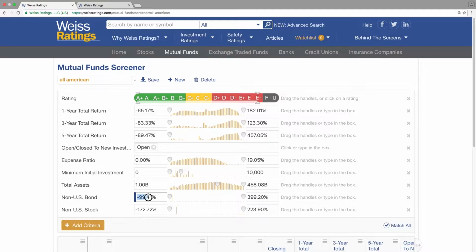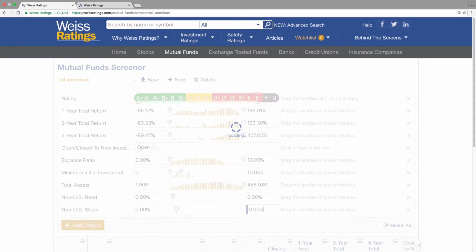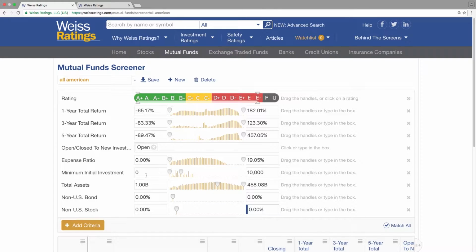So we're going to put in here 0, okay? So when we put in the 0 here, we're also going to put in a 0 at the other end so that we can guarantee that there are going to be no non-US bonds. And we do the same for the non-US stocks, okay? We're going to put a 0 in there and a 0 up here. And hit enter. So there you've got your non-US bonds, non-US stocks in that situation.